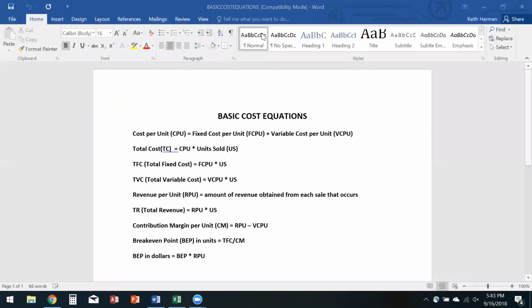And I think this is also one of the resources for your exam. The basic cost equations: the cost per unit is the fixed cost per unit plus the variable cost per unit. Fixed costs are those that we have to pay, like rent, like insurance. If we've borrowed money, that's a fixed cost. And then we have the variable cost. The variable costs are costs that change with the level of business activity.